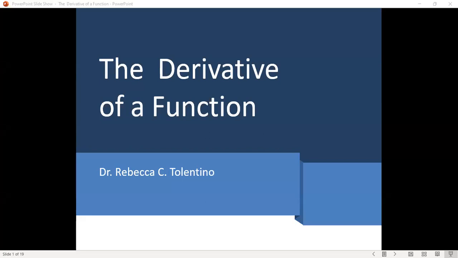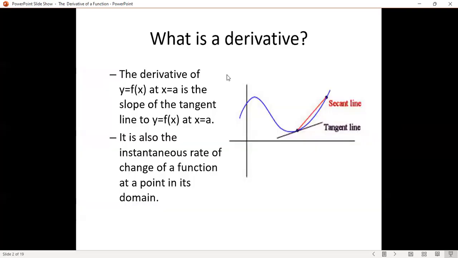This is our first session on the derivative of a function. So we just completed our discussion on limits, and today we will be starting with the derivative. But first, what is a derivative? The derivative of y, which is a function of x at x equals a, is actually the slope of the tangent line to the curve y equals f of x at x equals a.